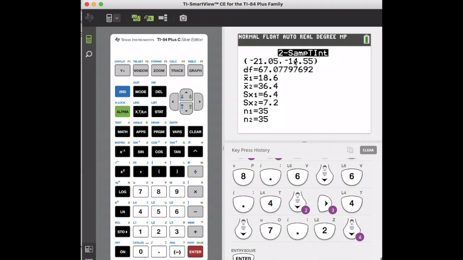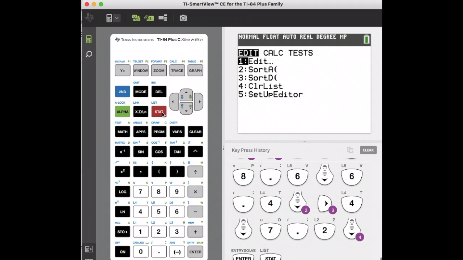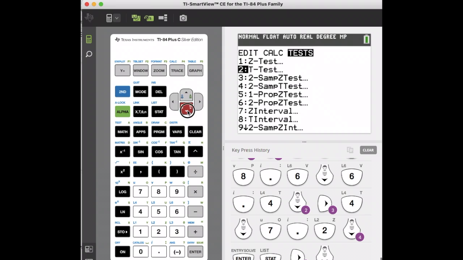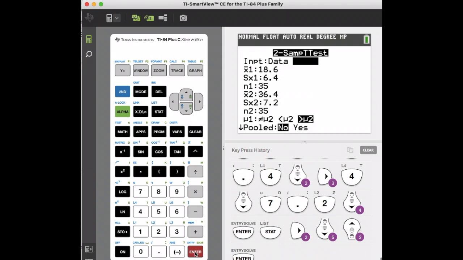And then if I did a hypothesis test with the same data, if I go stat, go over to test, and I want to do a 2-sample t-test, I go to 4, and then again, our first x bar was 18.6, first standard deviation of the sample was 6.4, sample size is 35. Second sample mean was 36.4 with the standard deviation of 7.2 and a sample size of also 35.